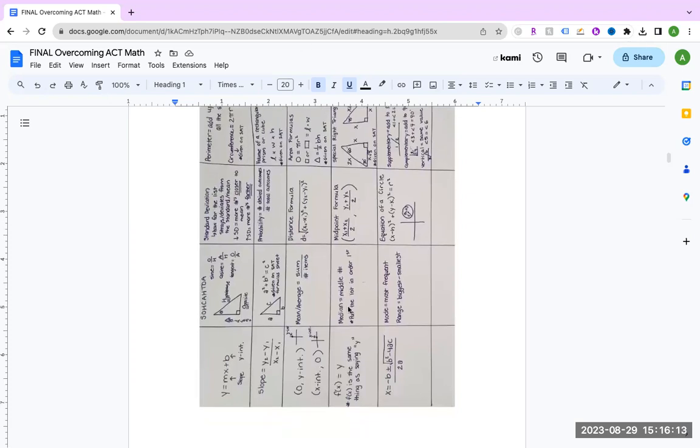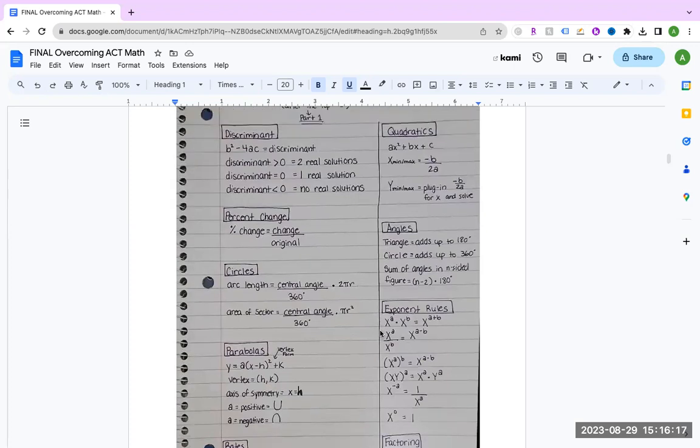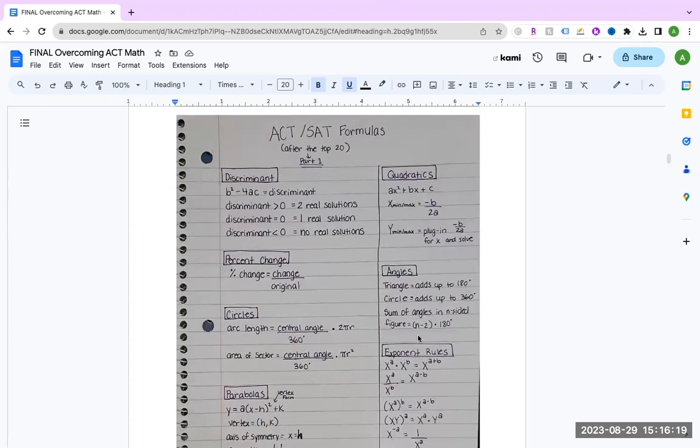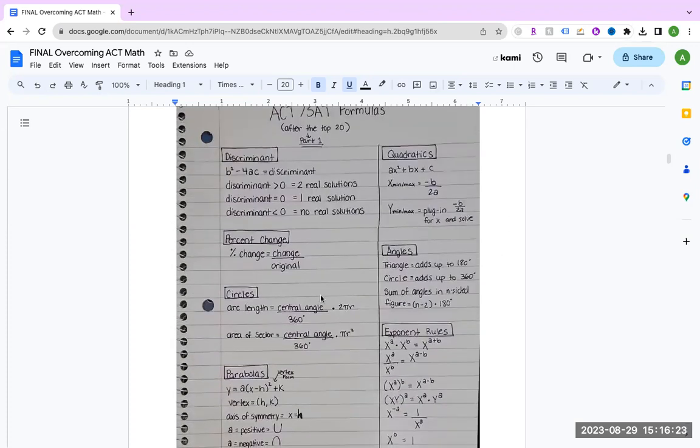These are the top 20 formulas. And then from there, you would just focus on the other stuff from the most important to the least important, which is how I ordered it. So this would be the next most important page.